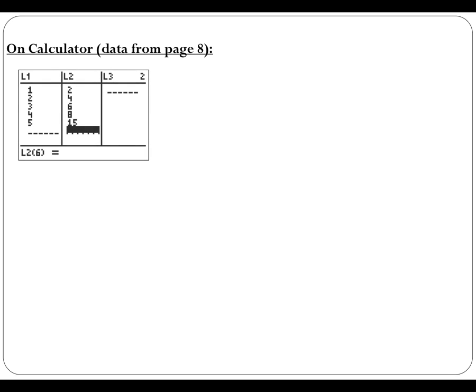Take out your calculator. We're going to look at the same data that we looked at last week. Please make sure that you do every single step that I tell you. If you skip a step, then you're going to mess this up. So put 1, 2, 3, 4, 5 in list 1. In list 2, put 2, 4, 6, 8, 15.